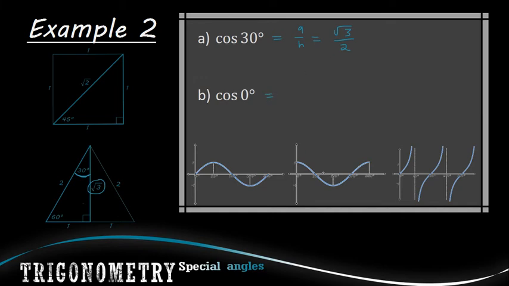And then cos of 0. Now this is our cos graph, and if we go to 0, which is over here, we see that it is 1, so cos of 0 is simply 1.